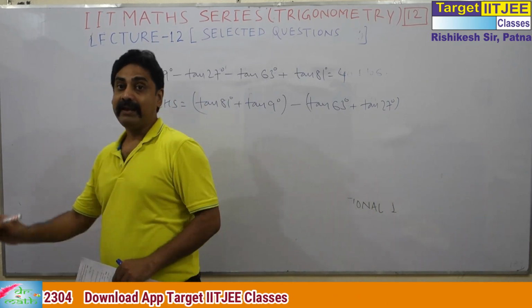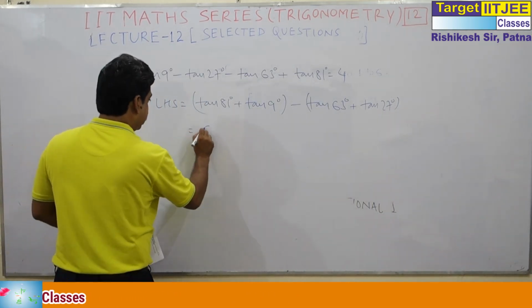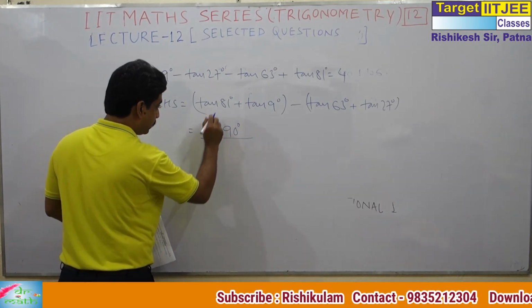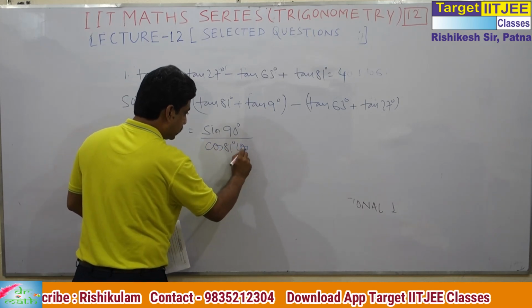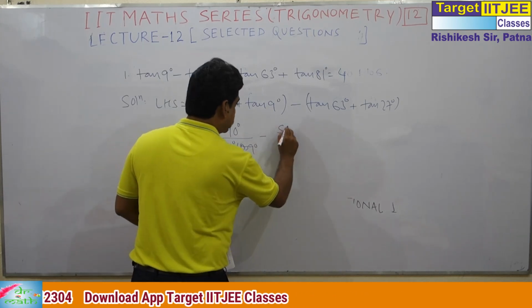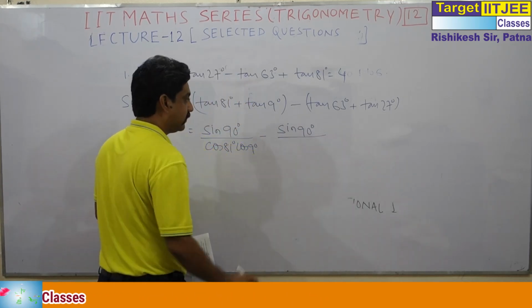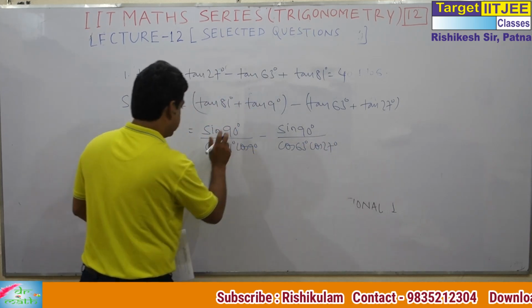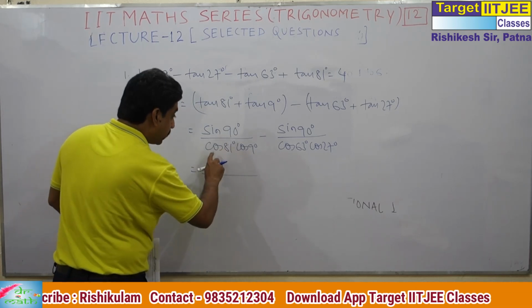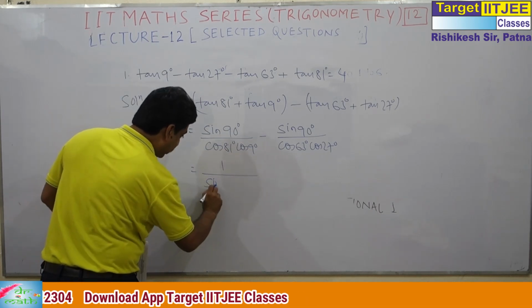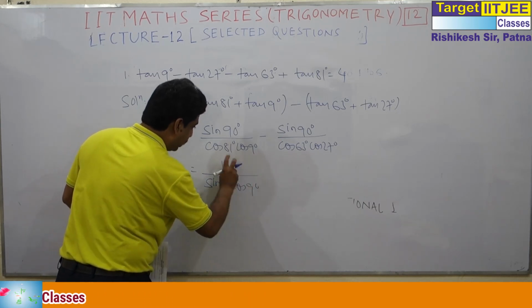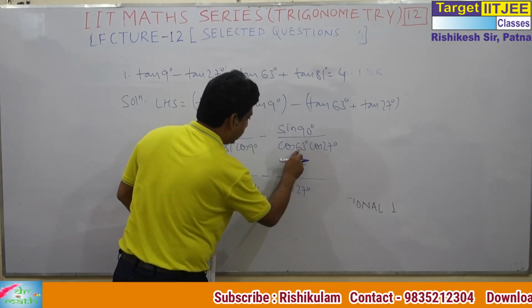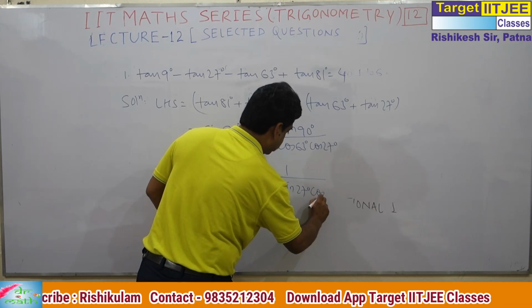Apply tan C plus tan D straightforward. What is tan C plus tan D? This is sin C plus D, means sin 90 degree, upon cos C cos D. And this is sin C plus D, again sin 90 degree, upon cos 63 degree into cos 27 degree. This is 1. This you get as sin 9 degree cos 9 degree. Cos 81 is sin 9. This is 1. This is sin 27 degree. Cos 63 is sin 27, and this is cos 27.